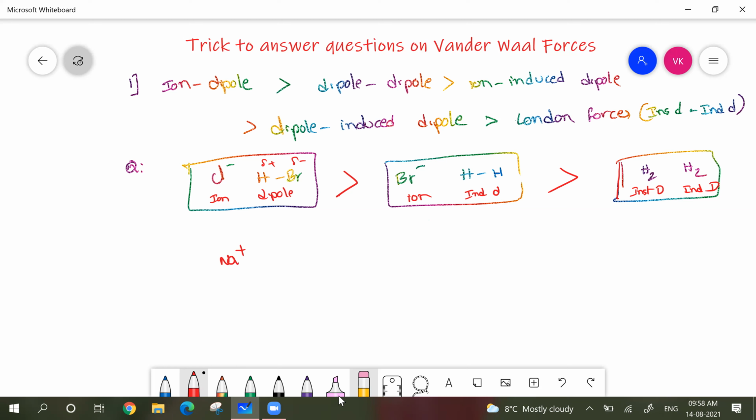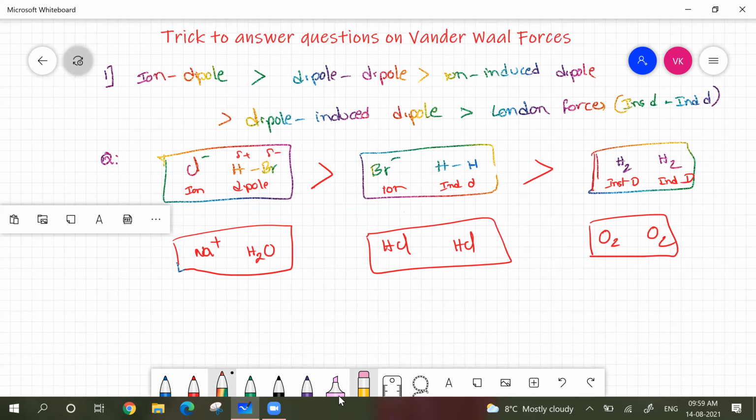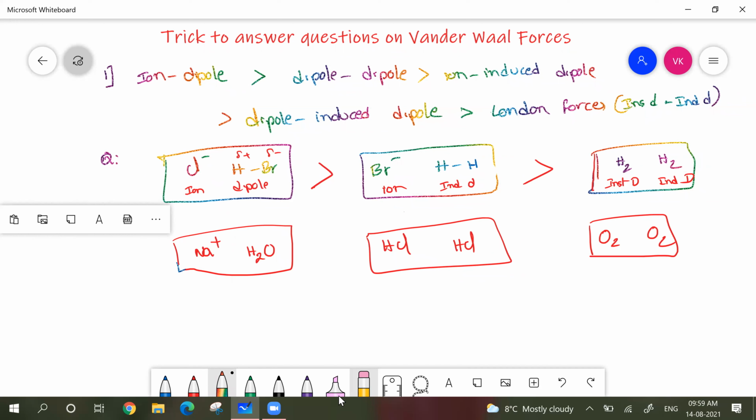Na plus and water, okay. HCl, meaning only hydrochloric acid is in that cylinder, and in one more cylinder we have oxygen gas. Can you guess what the order will be in this question? I'm giving you a little time, please try. So here it is, I hope you completed.